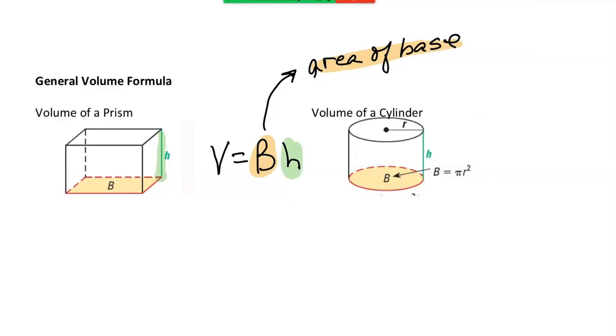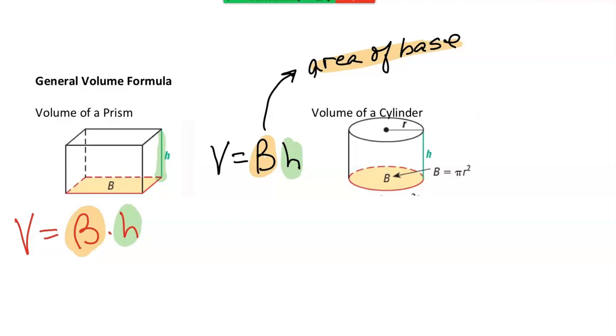So the question is, how do you calculate the area of the base? That's where the shapes differ. Here I have volume is base times height. Again, this base is my little orange guy, and my height is the little green guy. The area of the base, it's just a rectangle, so that's going to be base length times width.